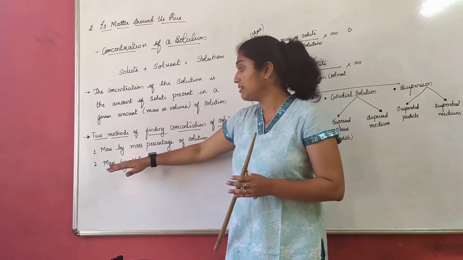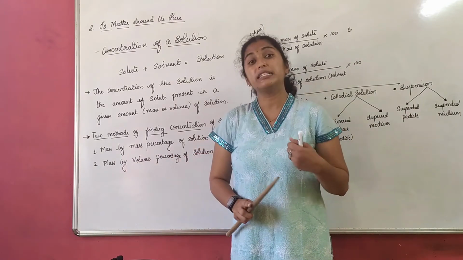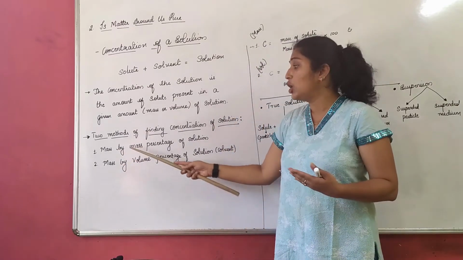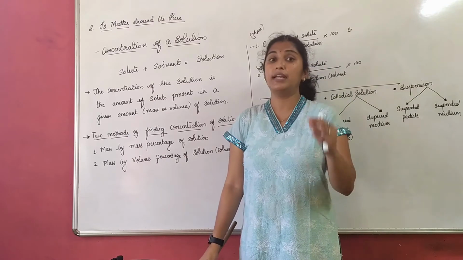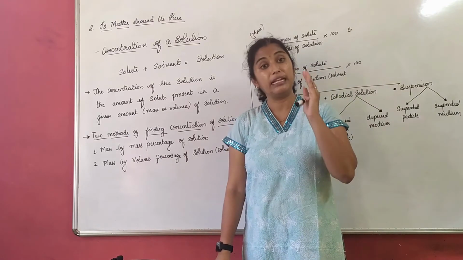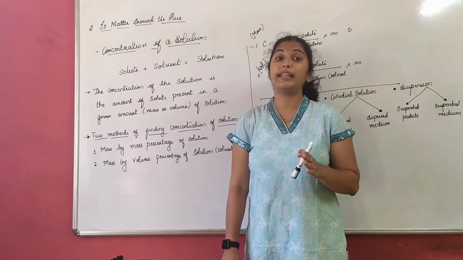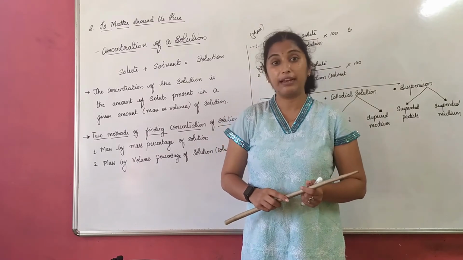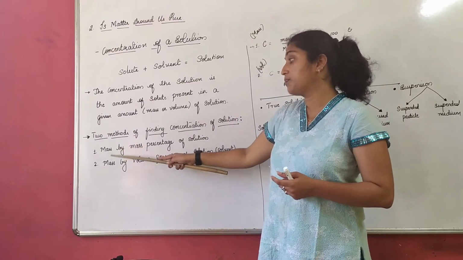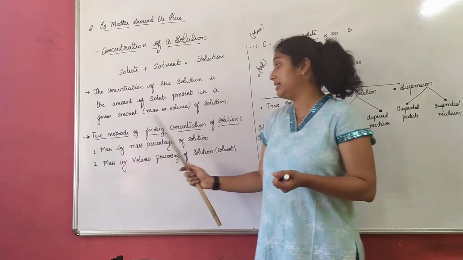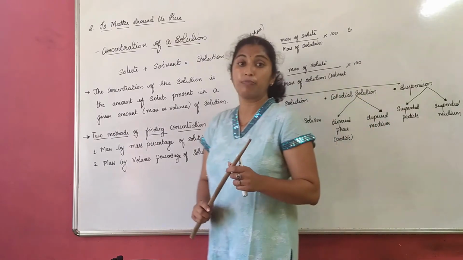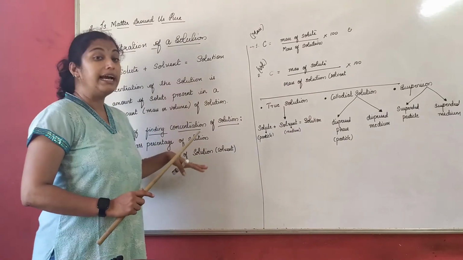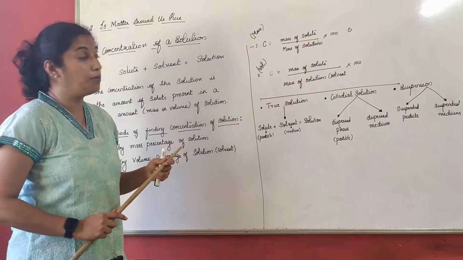Now, there are some numericals based on these methods. In today's class, we will only understand the methods and the formula to calculate the concentration of the solution. The numericals we will do once we start with our regular classes. So let's understand the 2 methods of calculating concentration of a solution. As I told, the first is mass by mass method and the second is mass by volume method.